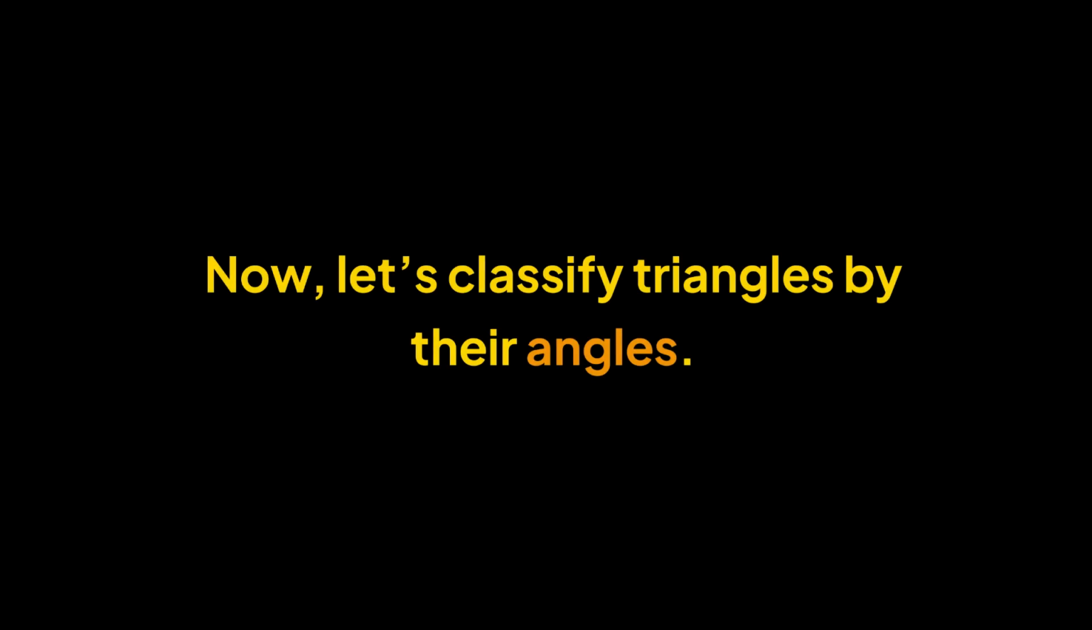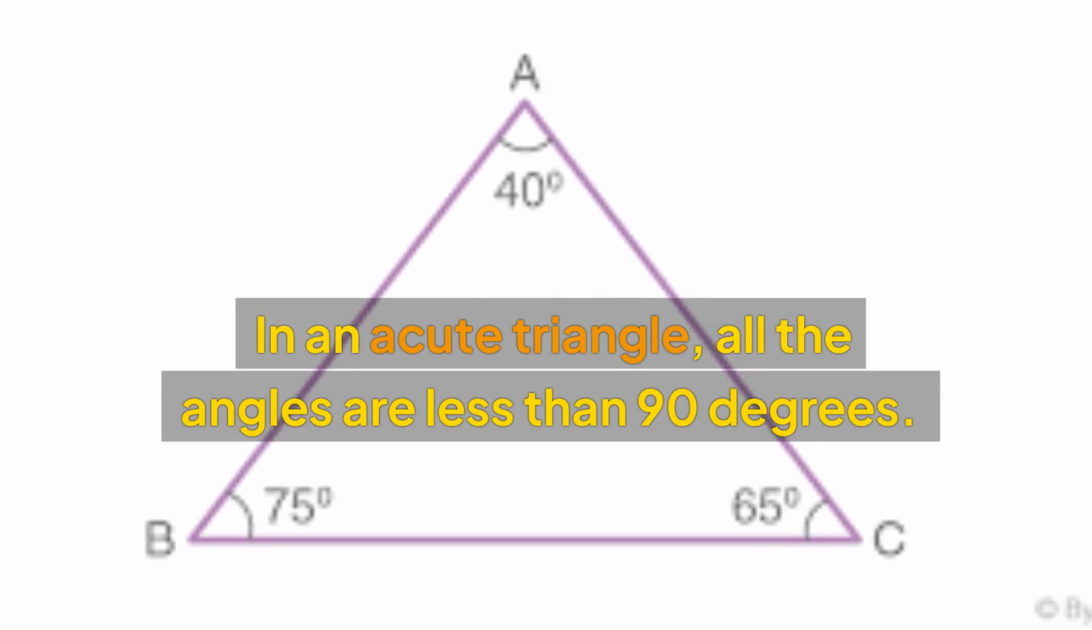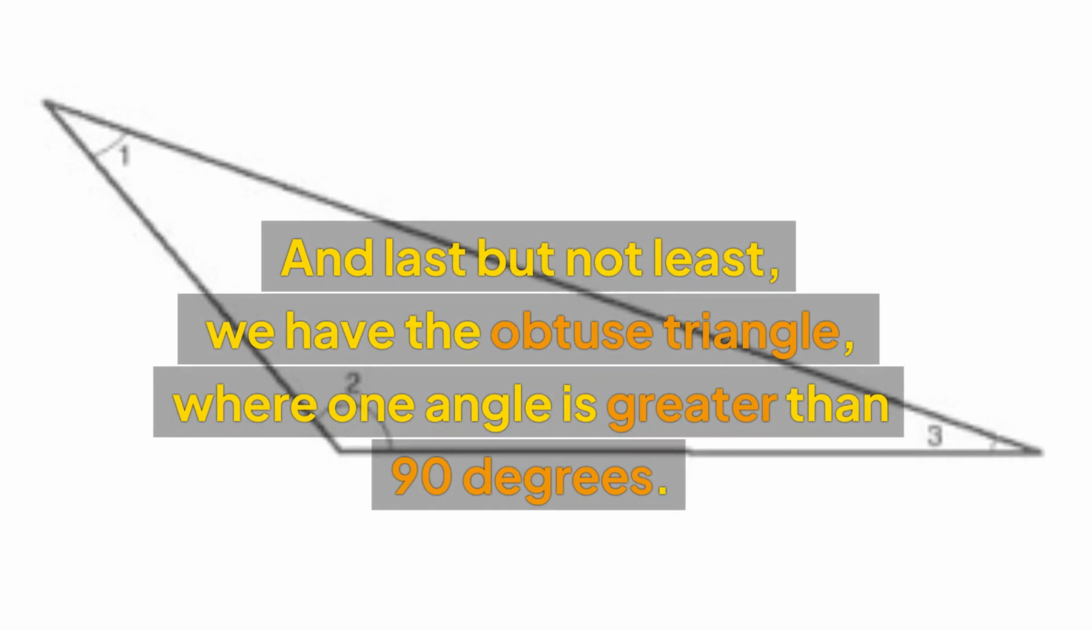Now, let's classify triangles by their angles. In an acute triangle, all the angles are less than 90 degrees. In a right triangle, one of the angles is exactly 90 degrees. And last but not least, we have the obtuse triangle, where one angle is greater than 90 degrees.